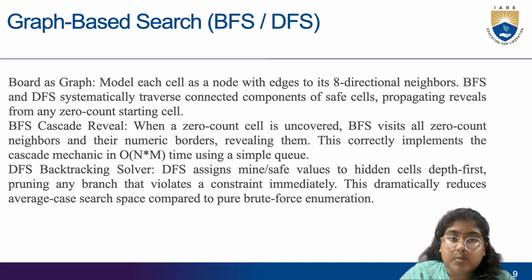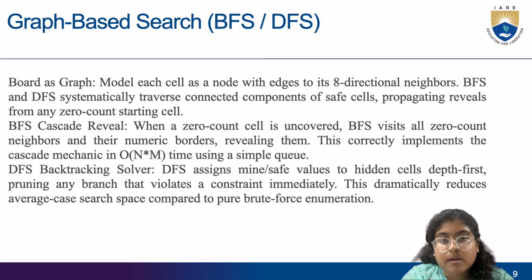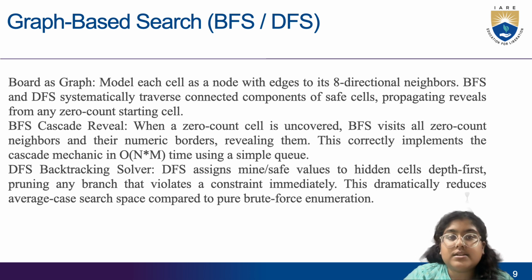We can model the board as a graph. Each cell is a node connected to its neighbors. When a zero cell is revealed, we use BFS to explore all connected safe cells. This is called a cascade reveal and it runs in the order of n times m time. DFS can also be used in solving, especially for backtracking. DFS explores possible configurations and prunes invalid ones early.